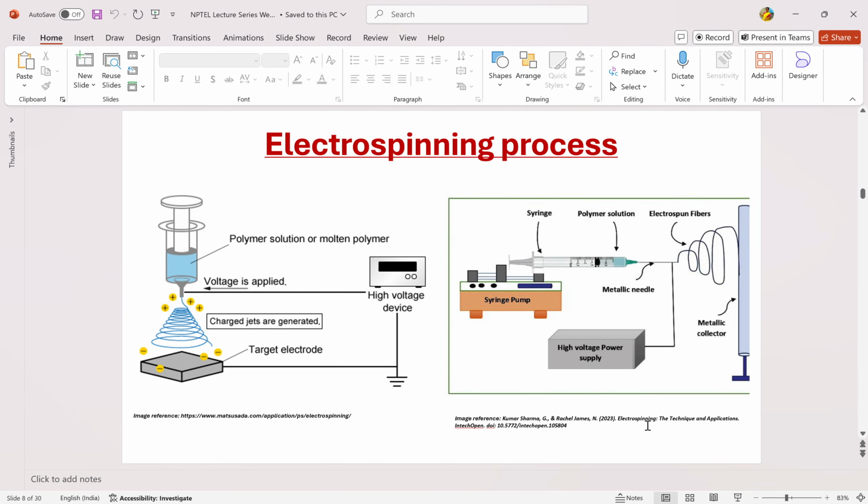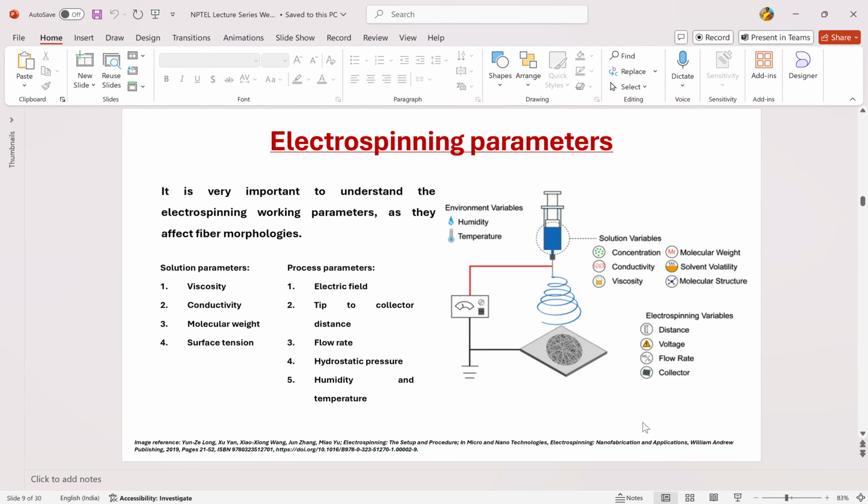Okay, so coming back to the electrospinning process, electrospinning parameters. These parameters are also very important because they will affect your nanofiber diameter. So what kind of parameters? Basically solution parameters like viscosity, conductivity, molecular weight and surface tension. These are solution parameters which will affect your fiber diameter, and process parameters like electric field, how much voltage you're applying.